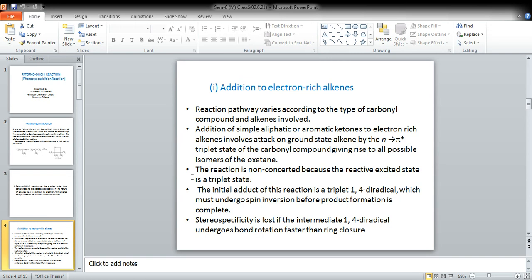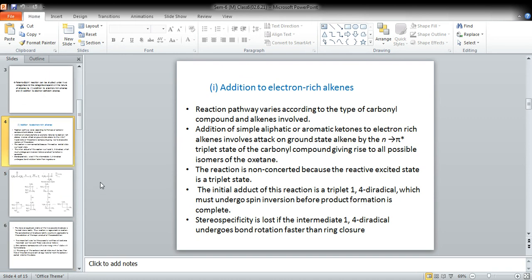Then next, stereospecificity is lost if the intermediate 1,4-diradical undergoes bond rotation faster than ring closure. That means if bond rotation is faster, a 1,4-diradical will form, is it not? So if the bond rotation is very fast, then stereospecificity will be lost. And if it is slower, then ring closure will occur, and there will be stereospecificity. Remember this particular point.